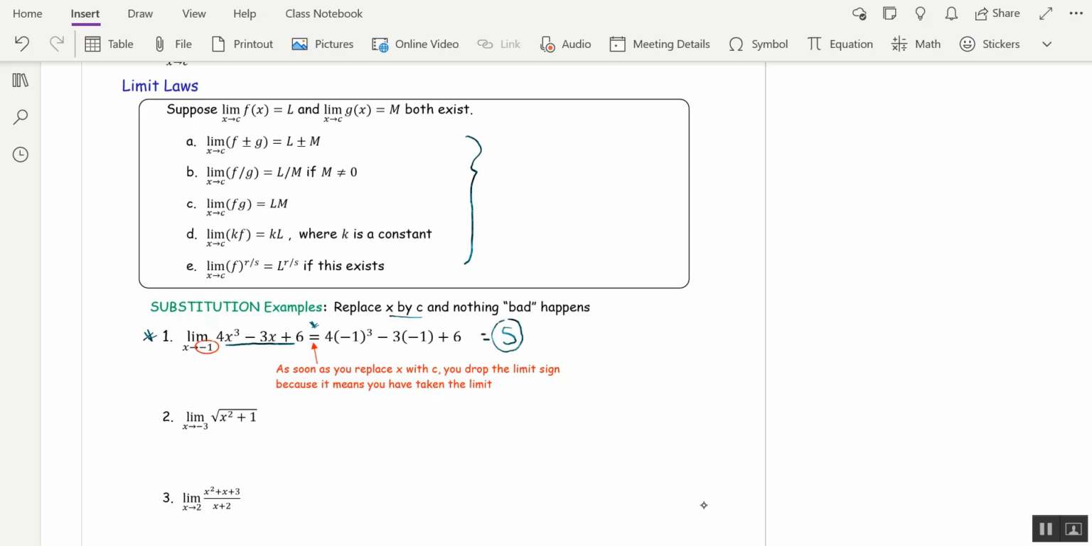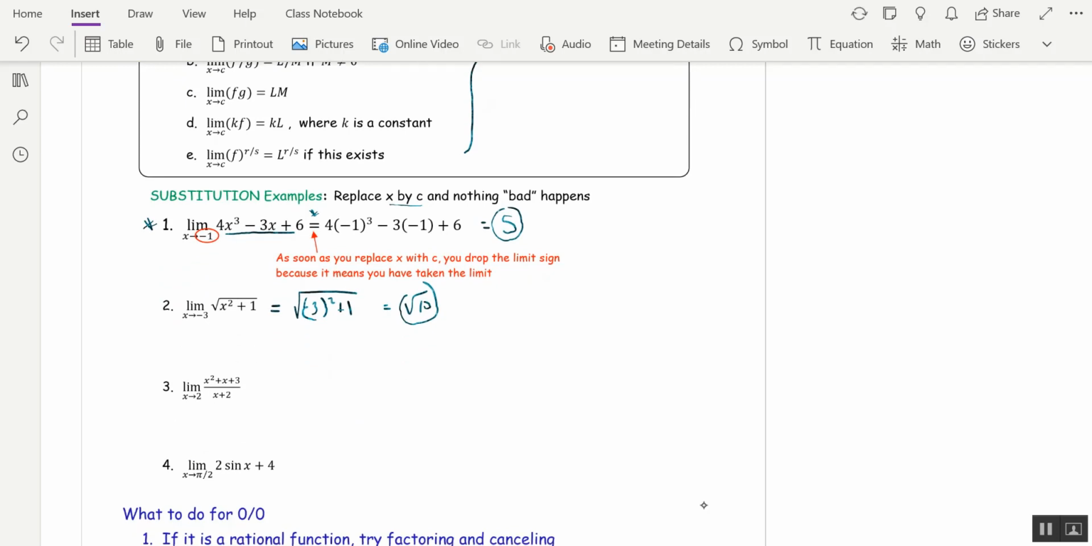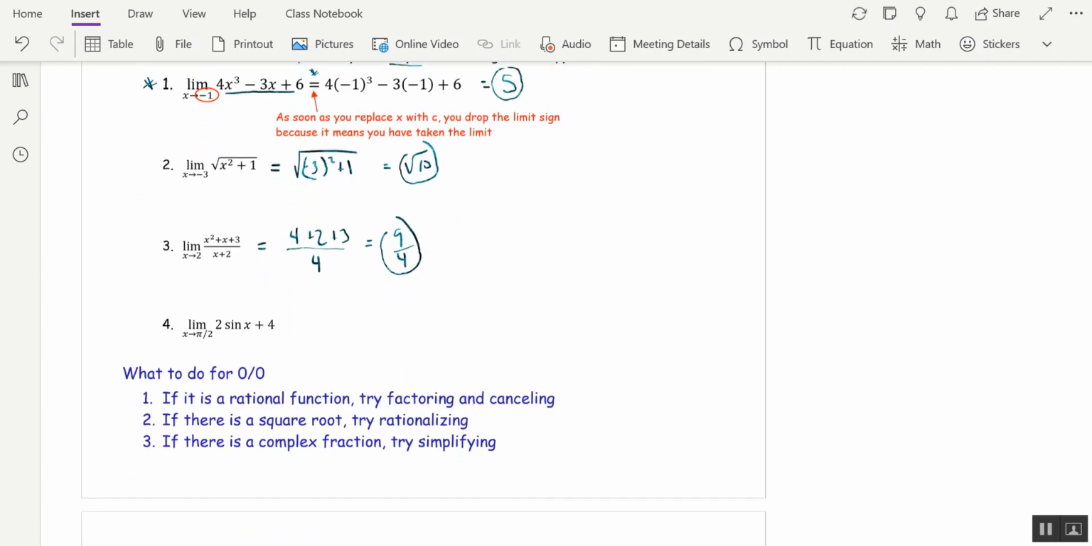It's that easy. Okay, next one, limit as x goes to -3 of that square root. So I take the square root of (-3) squared plus 1, which is root 10. Okay, two more, a fraction, and I'm not going to be dividing by 0. When I take the limit as x goes to 2, on top, I'm going to get 4 plus 2 plus 3. And on the bottom, I'm going to get 4, and that's 9/4. Okay, last one, as x goes to pi over 2, sine x goes to 1 because sine of pi over 2 is 1. So 2 plus 4 is 6.